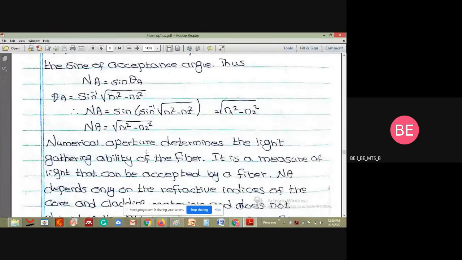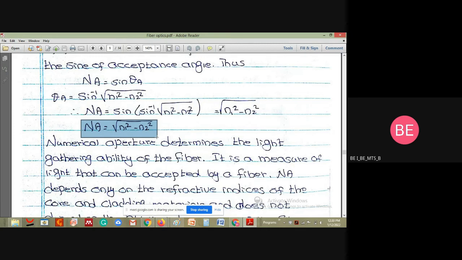So how will you write it? Sine of theta A. The value of theta A is sine inverse of root of n1 square minus n2 square. So numerical aperture is equal to sine of sine inverse root of n1 square minus n2 square. This sine inverse and this sine cancel with each other. So simply, numerical aperture is equal to root of n1 square minus n2 square. What is n1? Refractive index of core, and n2 is refractive index of cladding.